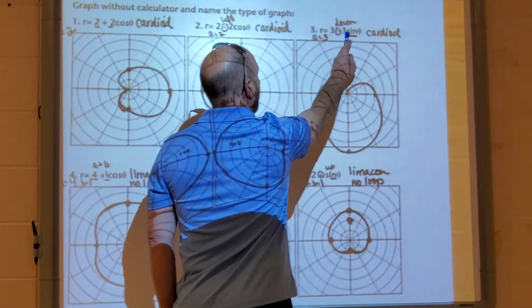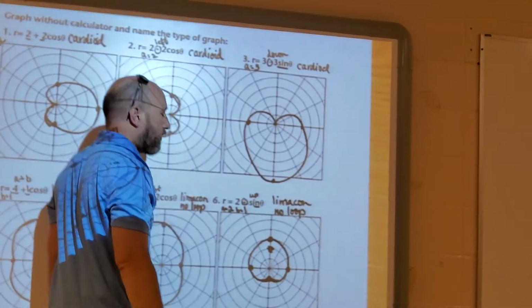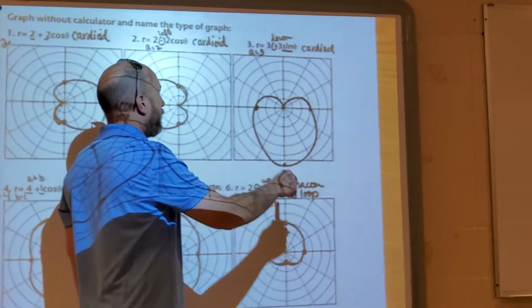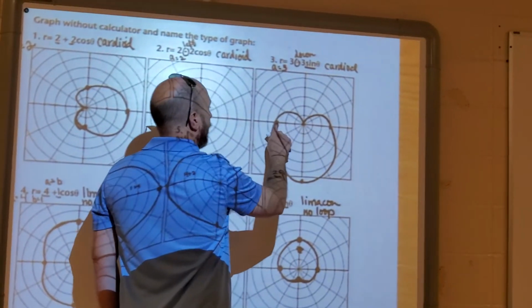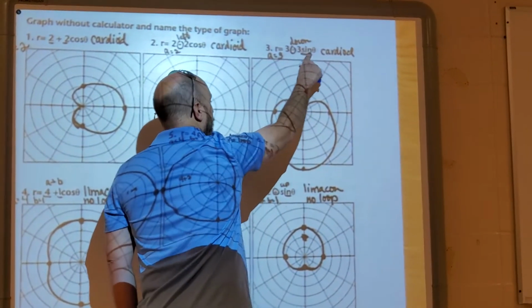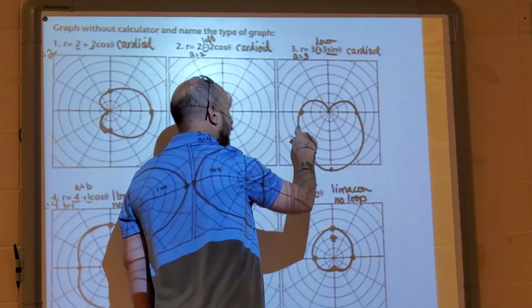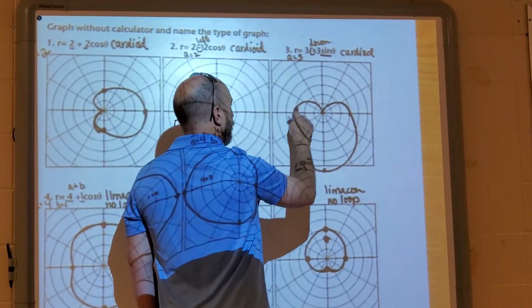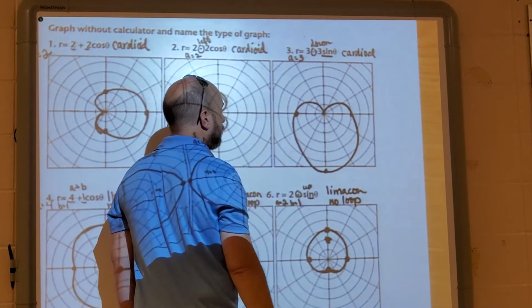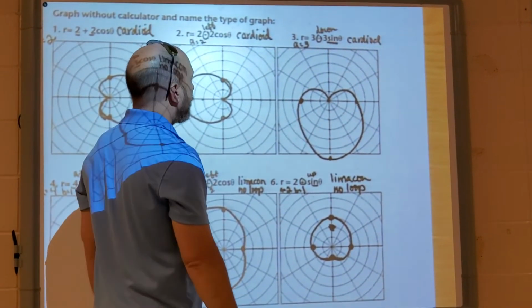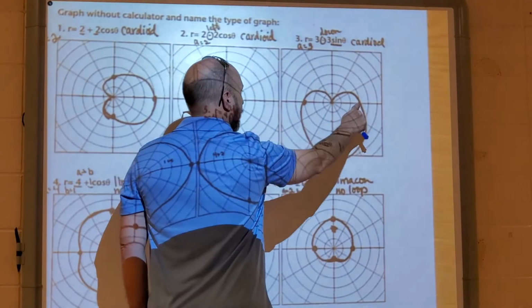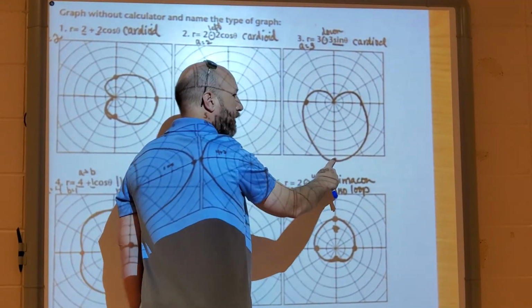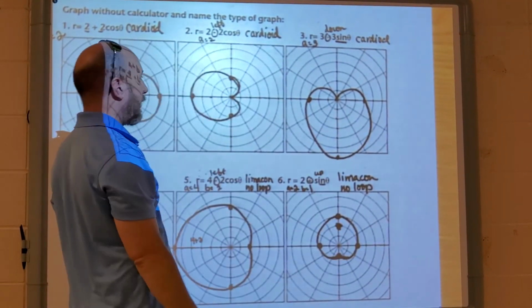Okay? So now look at this one. 3 and 3. Since those are the same, we have a cardioid. Okay? Now, it's sine. So if it's sine, then it's going to go on the y-axis. And it's negative, so it goes down instead of up. Okay? And so this should be 3, 3, and 3 times 2, 6.